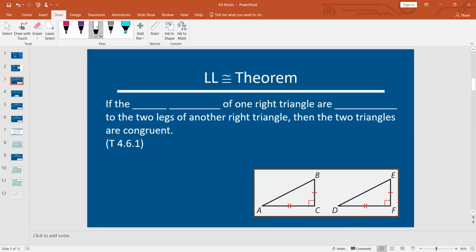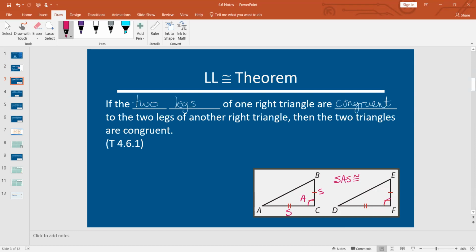The first one that we have is the leg theorem. So if the two legs of one right triangle are congruent to the two legs of another triangle, then the two triangles are congruent. So let's look at the example down here. If we label these sides, we know that all right angles are congruent because they're exactly 90 degrees. So we have side, angle, side. This matches the side-angle-side congruence postulate that we already know.